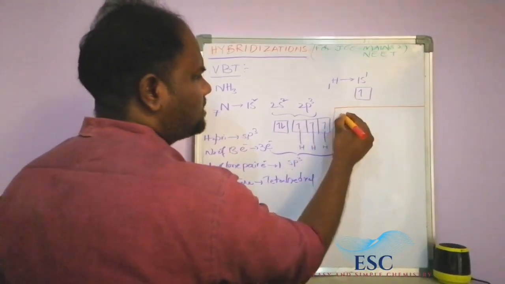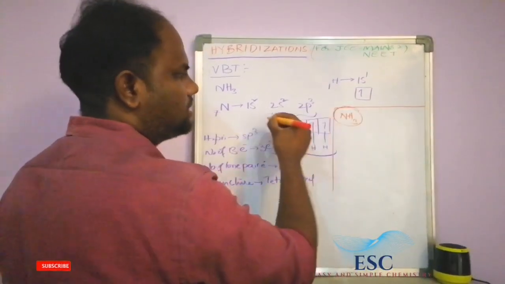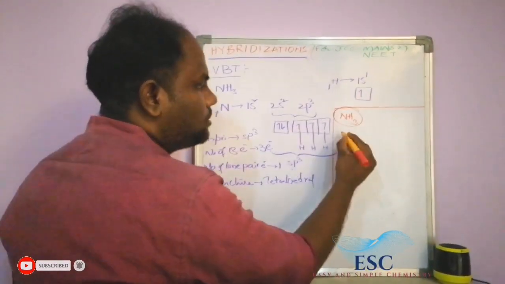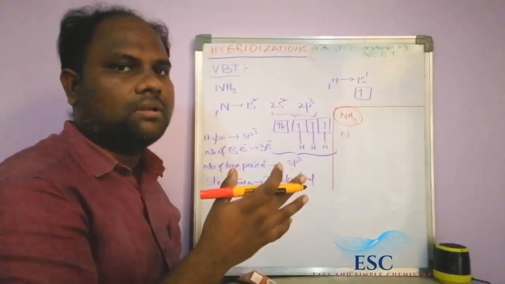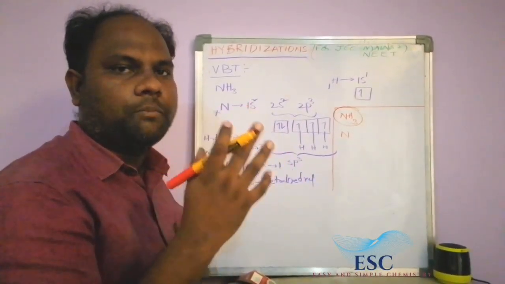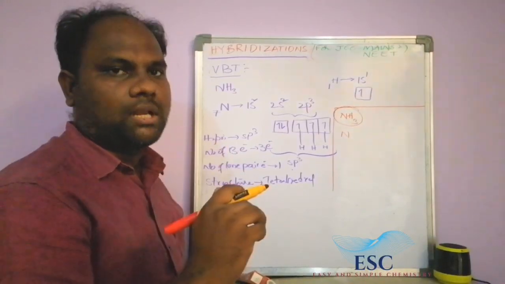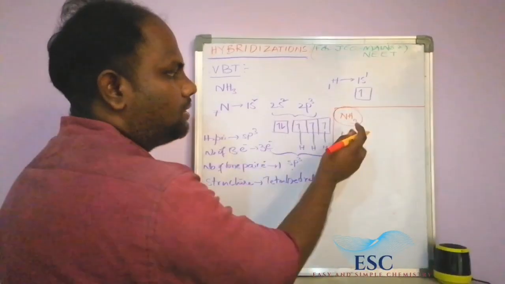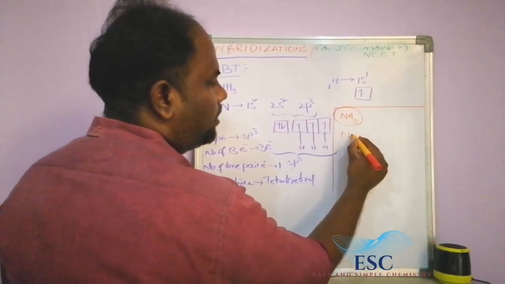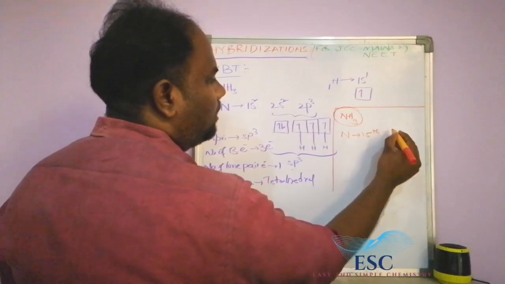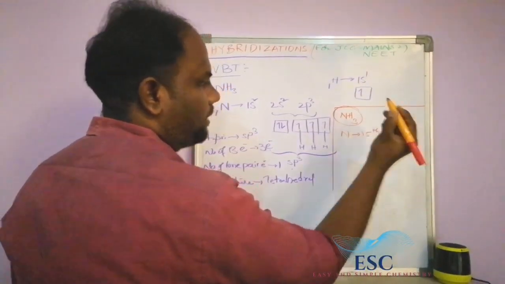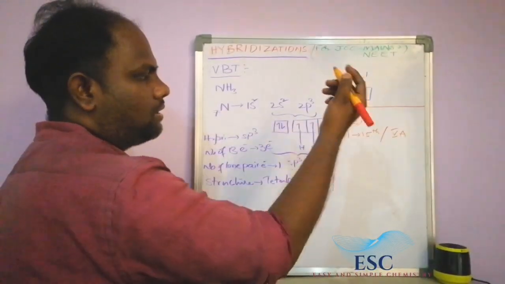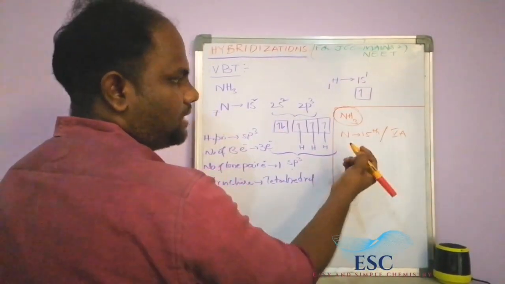Right. What is the example? NH3, ammonia, is the example. Which one is the central atom? Nitrogen is the central atom. Just remember the shortcut method. You have to remember the group number of the central atom. Which one is the central atom? Nitrogen. The nitrogen group number is the 15th group element or 5A group element. So we can easily take it as a 5A group element.